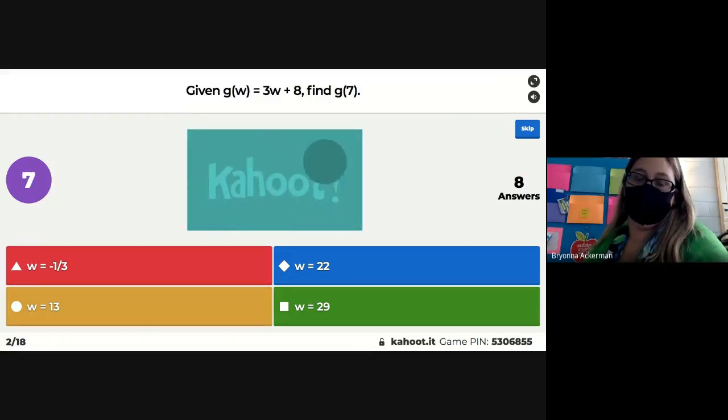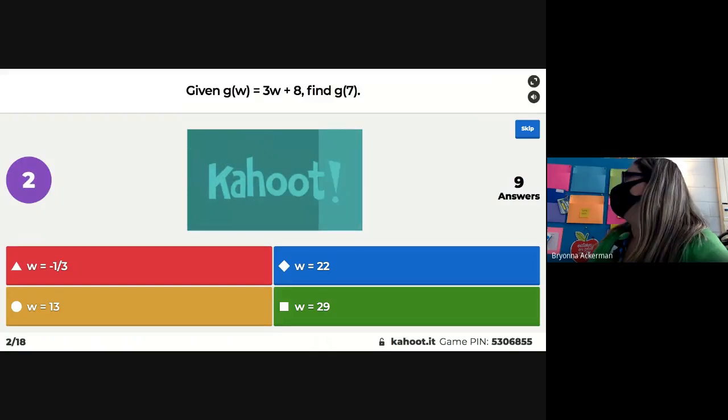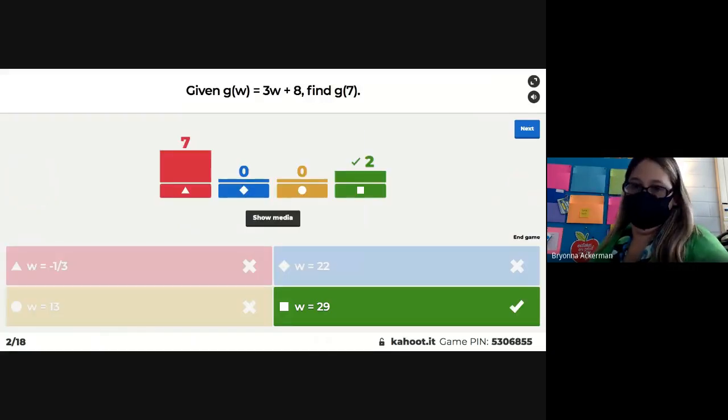Yes, so now it's kind of how you were doing the last one on accident. Find G of 7. Okay, guys, so G of 7, do you see the 7 in the parentheses? That means replace the variable with it. So it'd be 3 times 7 plus 8. So in this case, you do plug in the 7.